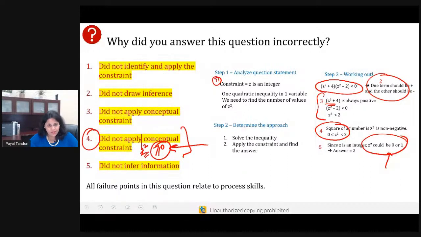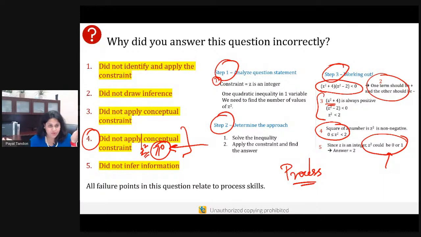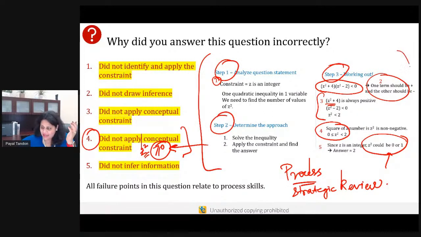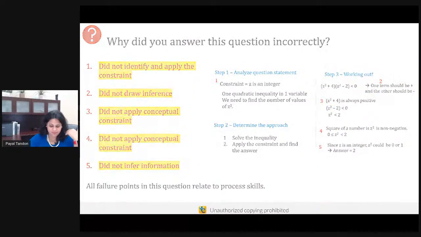So again, all failure points in this question were related to process skills. And how do you determine that? You determine that based on, first of all, process. Following a step-by-step process is the key here. Step 1, step 2, step 3. You have to do it that way. Secondly, doing a detailed strategic review of each question that you solve using detailed solutions which are as detailed as this or even more detailed than this. That is what helps you to take corrective action such that you don't make the same mistakes again.